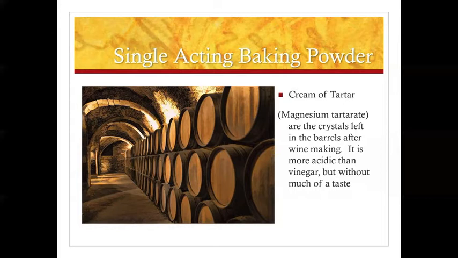What we used to do years ago was use something called cream of tartar. You might have cream of tartar in your kitchen cabinet. It is actually the crystals left in the bottom of wine barrels after they've made wine and drained it all out. When they cleaned up the barrels, they found this white stuff in the bottom. And that stuff is actually quite acidic, but not as strong flavored as something like vinegar. So original single-acting baking powder was nothing more than cream of tartar and sodium bicarbonate.